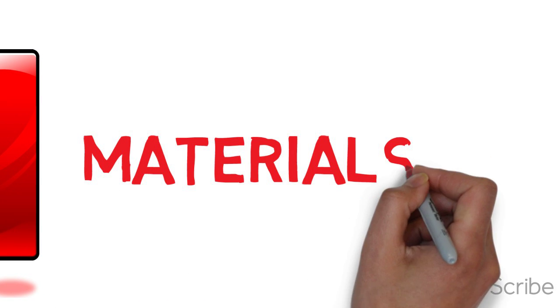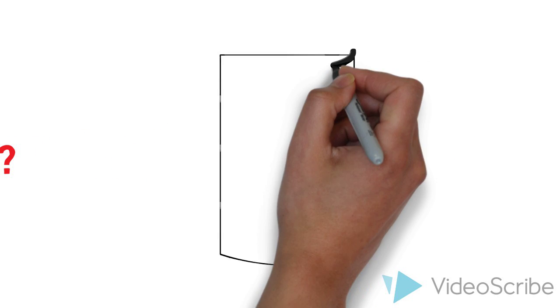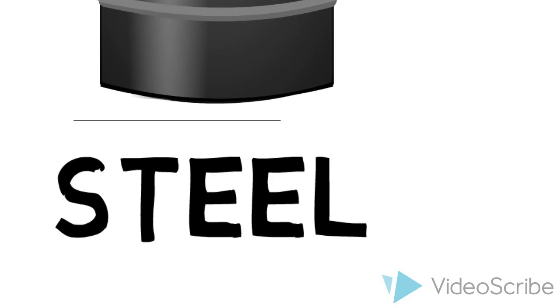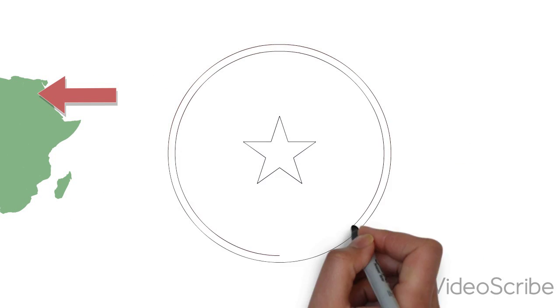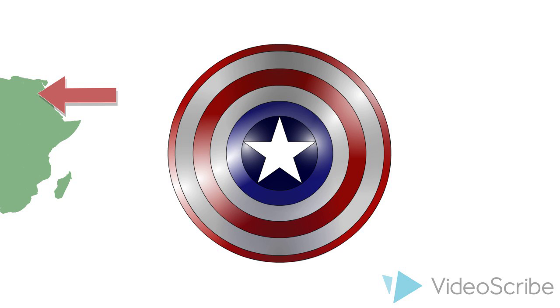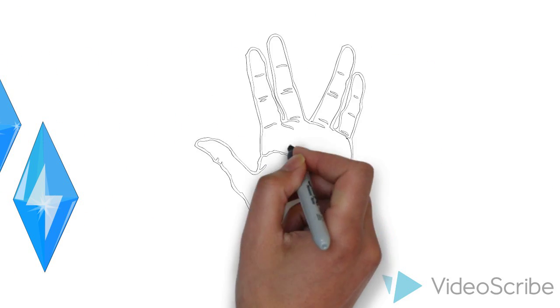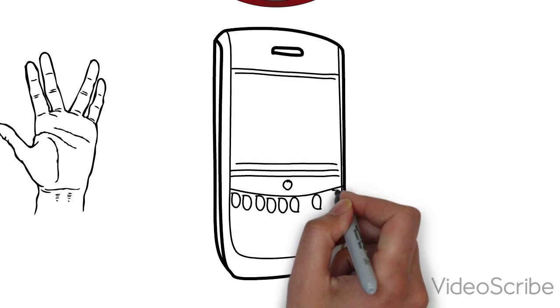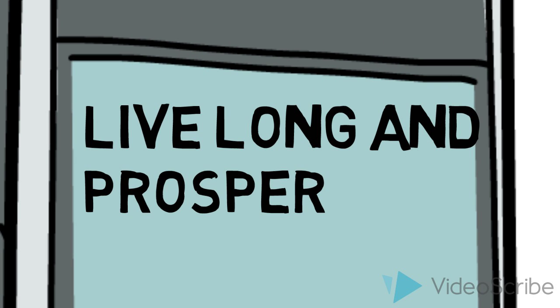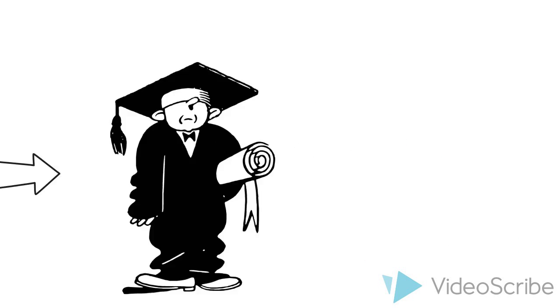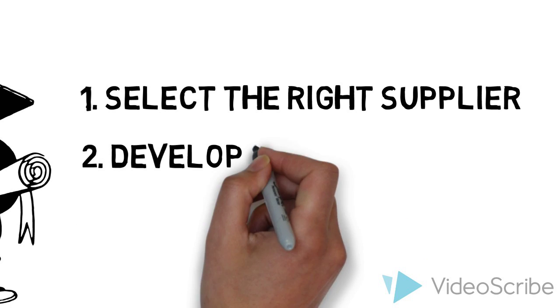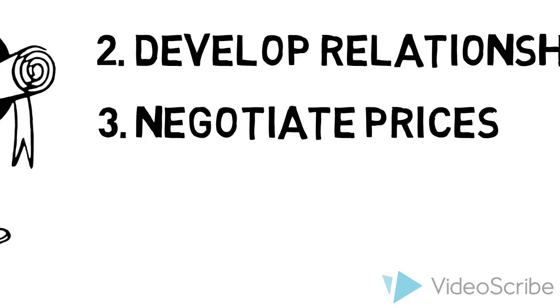First, what materials are we going to use for this phone? For example, we are obviously going to use vibranium steel alloy sourced from Northeast Africa for our case. This may or may not have been the same alloy used for Captain America's shield. And without a doubt, we will use dilithium crystals, also used to power the Star Trek Voyager's warp drive, for the battery. To get all of this, we will need a supply chain grad that preferably knows how to select the right supplier, develop relationships, and negotiate prices for materials.